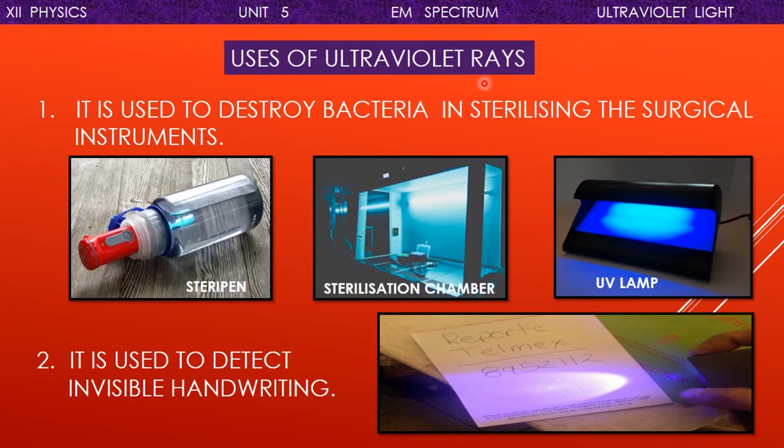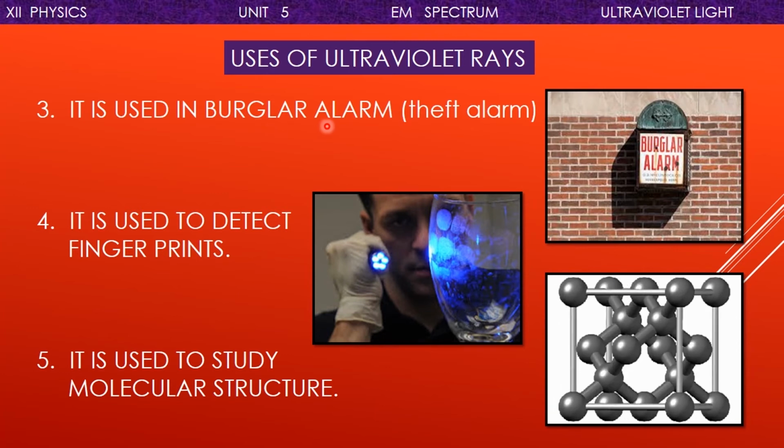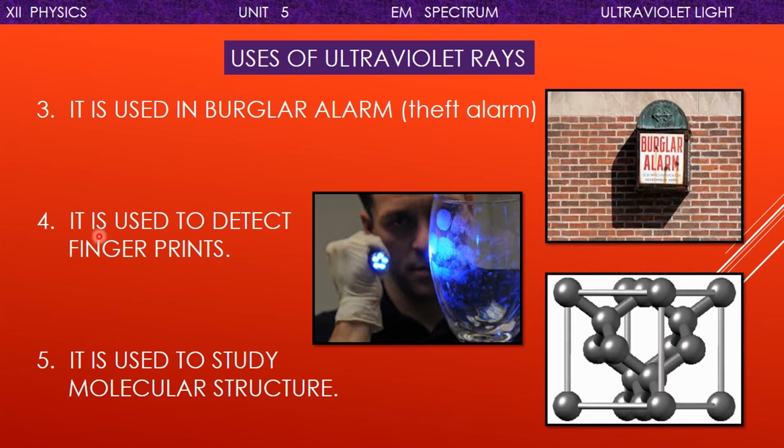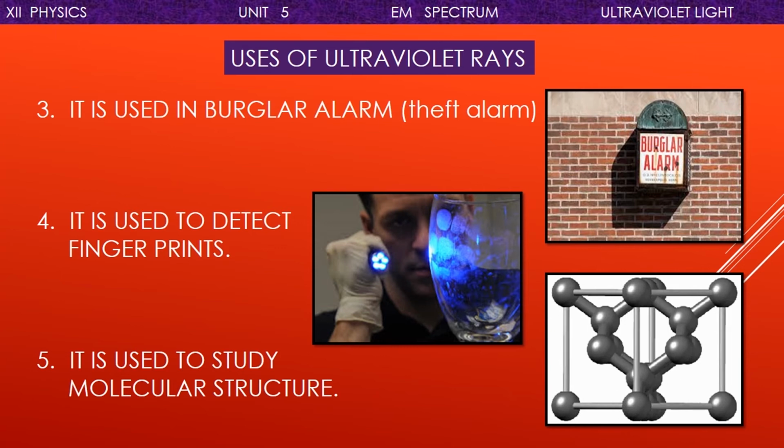Uses of ultraviolet rays. It is used to destroy bacteria in sterilizing the surgical instruments. The SteriPen is an instrument which uses ultraviolet rays to purify water. Sterilization chambers are used in hospitals for destroying bacteria. Ultraviolet rays are used to detect invisible handwriting. They are also used in burglar alarm or theft alarm. Ultraviolet rays are used to detect fingerprints. They are also used to study molecular structure.